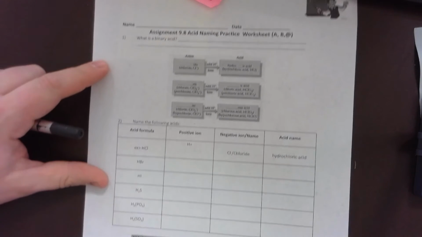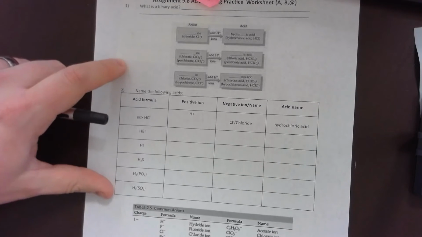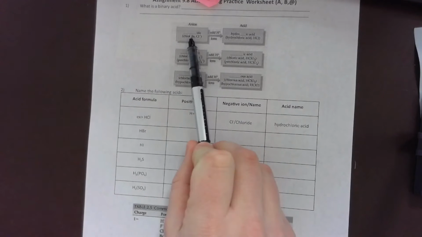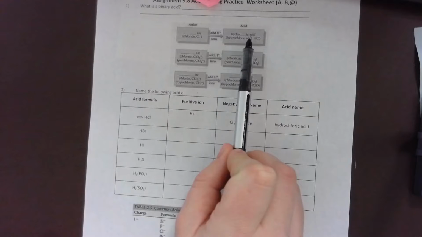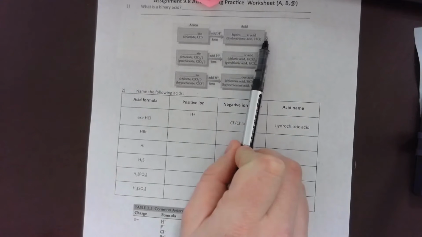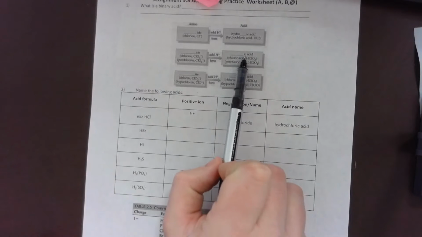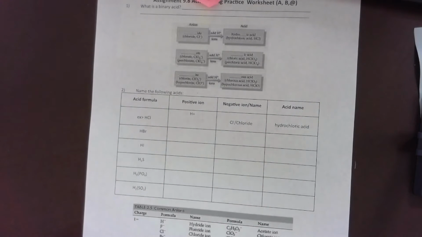With naming acids and bases. So if we look, we have a little bit of information here. If it ends in ide and is binary, we are always going to have hydro-ic acid, whatever it is. If it ends in ate, it will always be just ic acid, and if it ends in ite, it will always be ous acid.